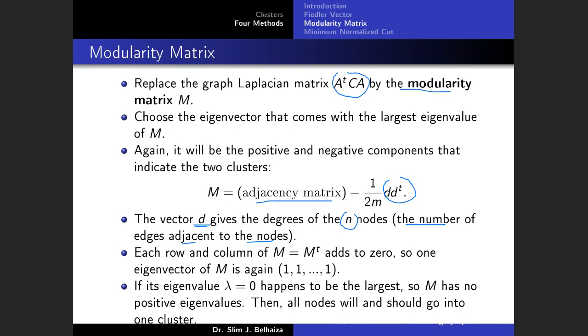So each row and column of M sums to 0. M is equal to M^T, which means that M is symmetric. And as the sums are 0, one eigenvector of M is again 1, 1, 1. If its eigenvalue lambda equal to 0 happens to be the largest, then M has no positive eigenvalues. So if the largest one is equal to 0, all remaining eigenvalues are less than 0, then all nodes should go into one cluster. And this way we uncover the clusters.